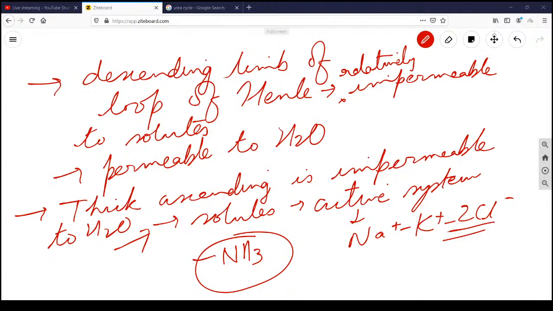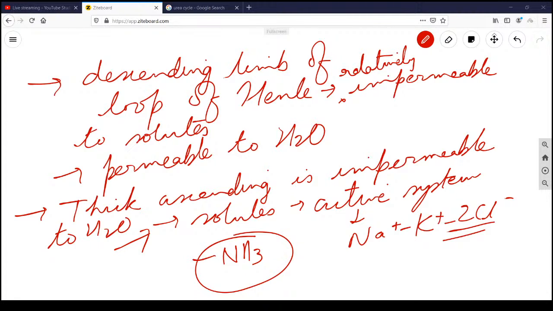Now question number 29. A condition of failure of kidney to form urine is known as anuria, no formation of urine. Okay, anuria, no formation of urine. Deamination is, I told you what is deamination.